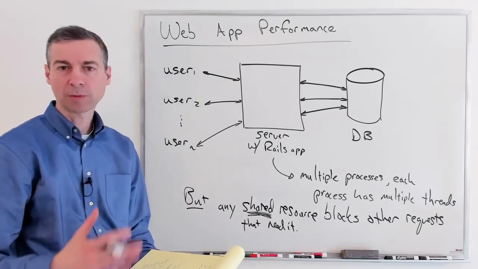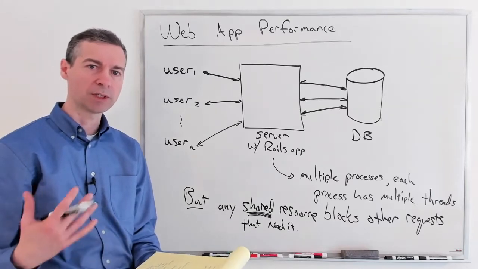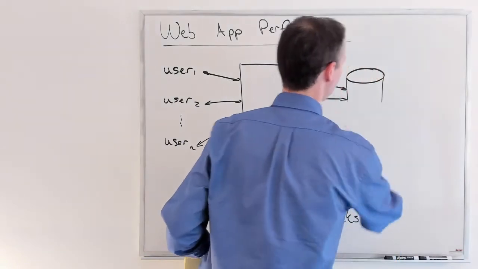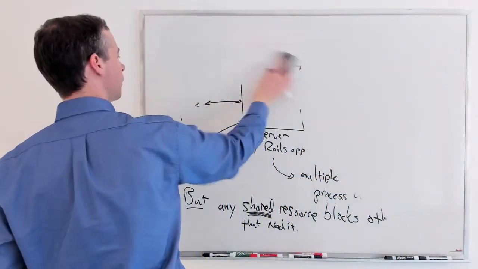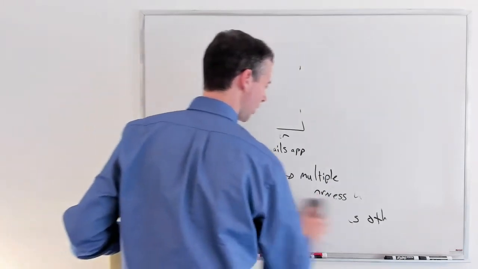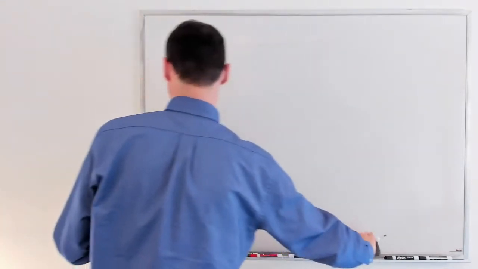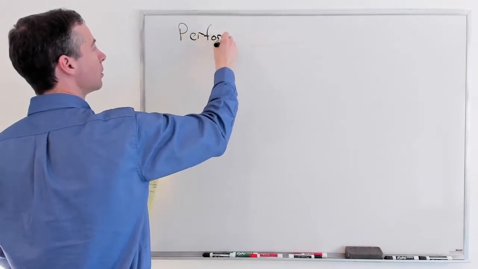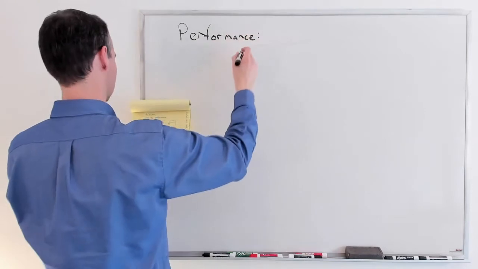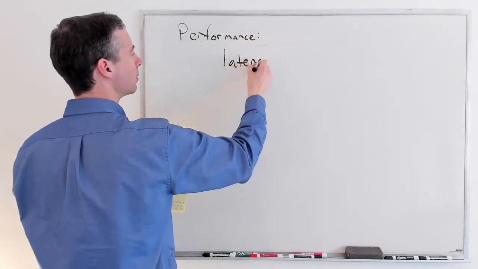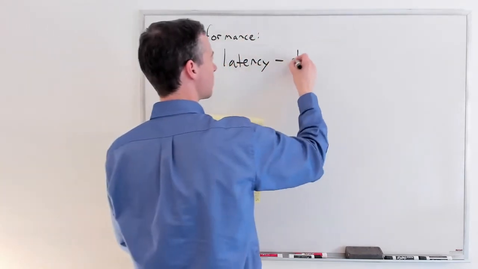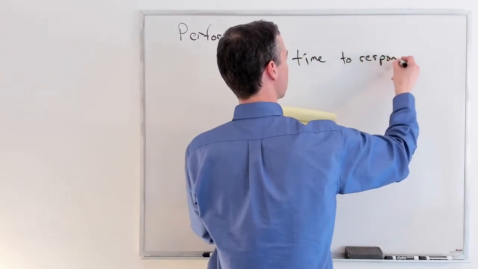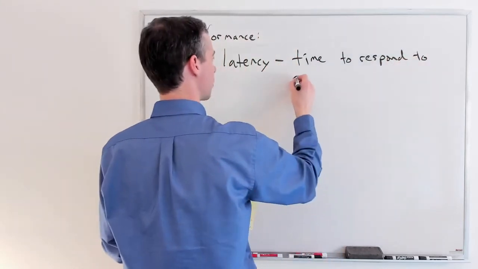Now, if we're going to talk about performance, though, we should be talking about ways that we need to understand and measure performance. And so there's two big concepts with regard to performance and measuring it. First one is latency. And latency is the time that it takes us to respond to a user's request.